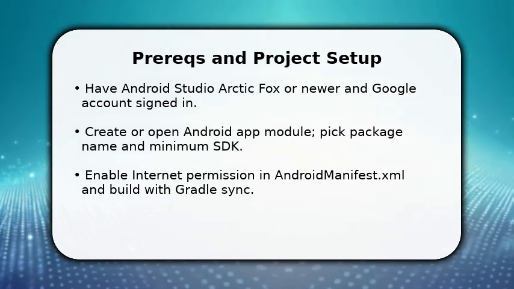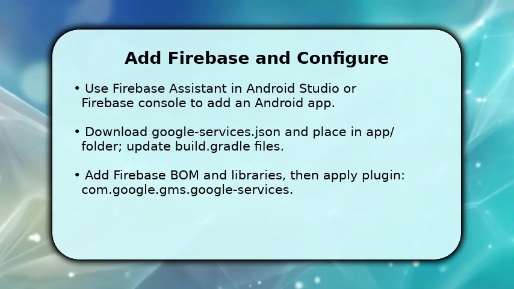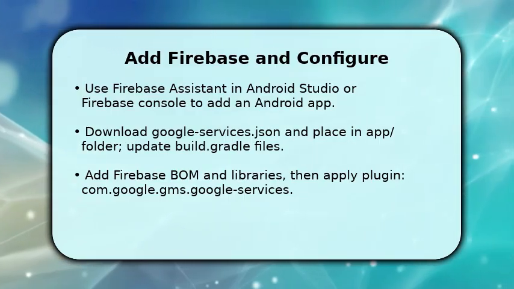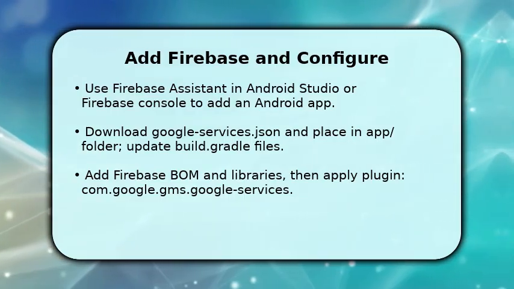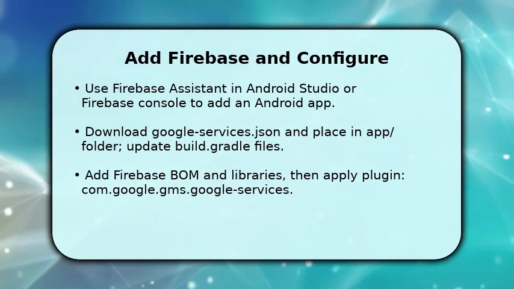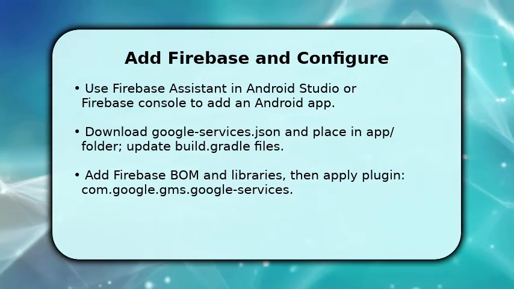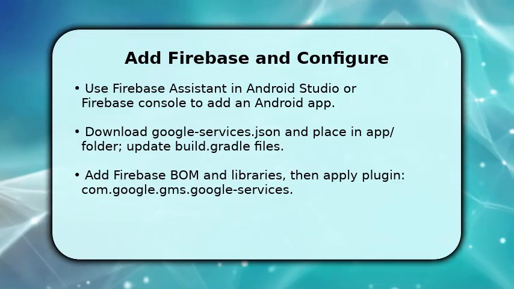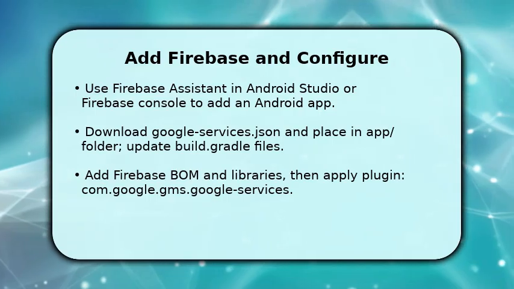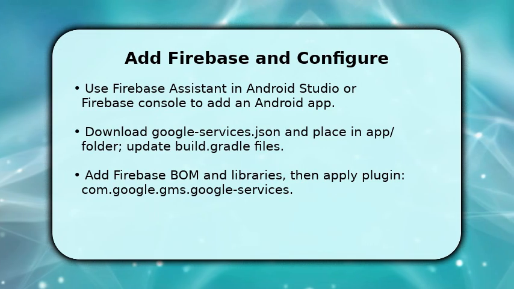Now you connect the app. Open Firebase Assistant or the Firebase console and register your Android app using the package name. Once added, download google-services.json and place it in the app/ folder. This file maps your app to the Firebase project. Next, add the Firebase BOM and desired libraries in module build.gradle and apply the Google Services plugin in the project-level Gradle files. After editing, sync Gradle so dependencies download, and the project recognizes Firebase services.